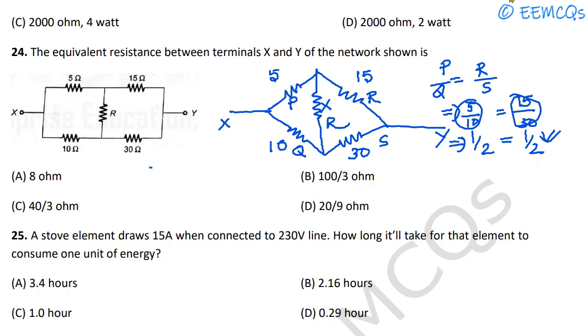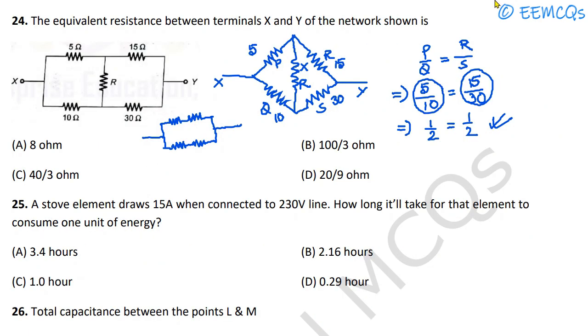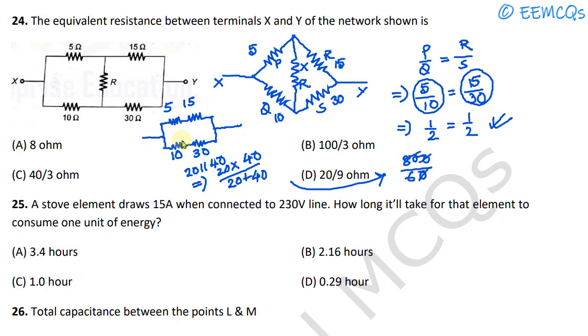So the equivalent circuit becomes like this. This is 5, this is 15, this is 10 and this is 30. So finally, what will be the equivalent resistance? 20 ohm in parallel with 40, which is nothing but 20 into 40 divided by 20 plus 40. This will give you 800 divided by 60. So now dividing both the numerator and denominator by 2, we get 40 by 3. So the equivalent resistance here is 40 by 3 ohm. So option C is the correct answer.